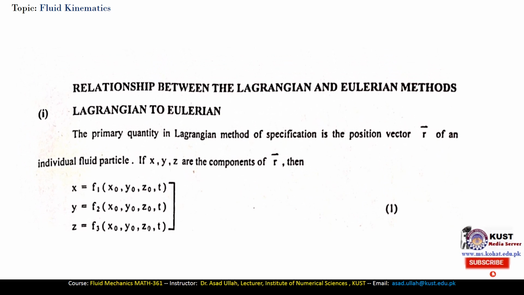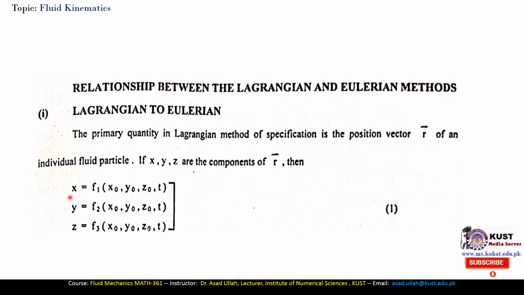Now, what is the relation between the Eulerian description and the Lagrangian description? First, we transform the Lagrangian description to the Eulerian description. The primary quantity in the Lagrangian method of specification is the position vector r of any individual fluid particle. If x, y, z are the components of r, then we can write it in the form of equation number 1, that is the position of any particle in the Lagrangian method of specification.